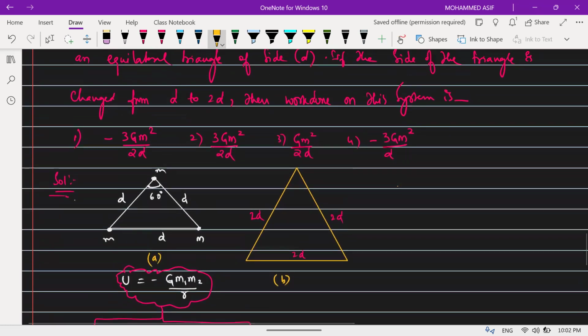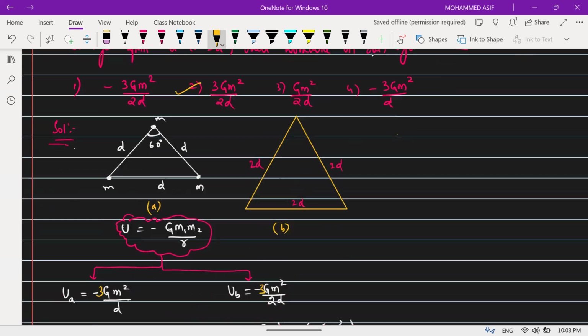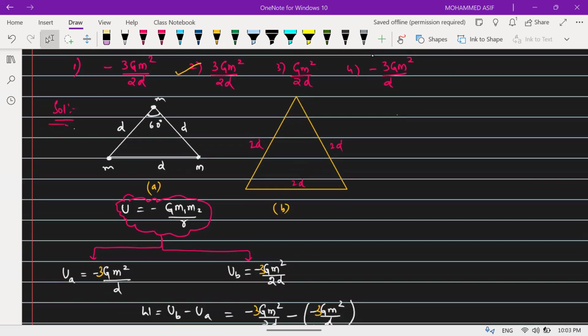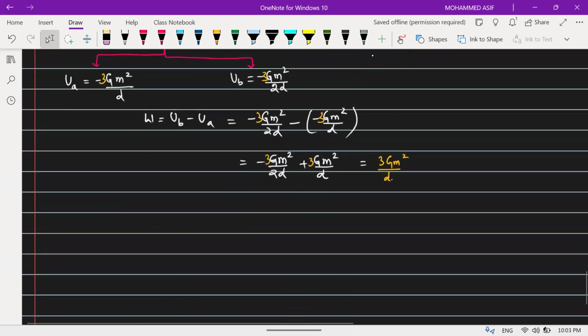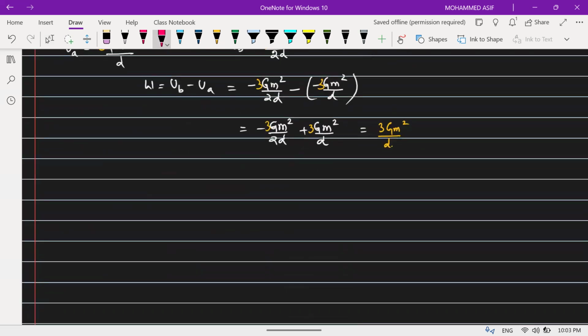2 members ने answers दिए थे मेरे को. चलो. So second option match हो रहा ना? 3 by 2 times of your g m square divided by d. Clear? चलिए, नेक्स्ट क्वेश्चन.